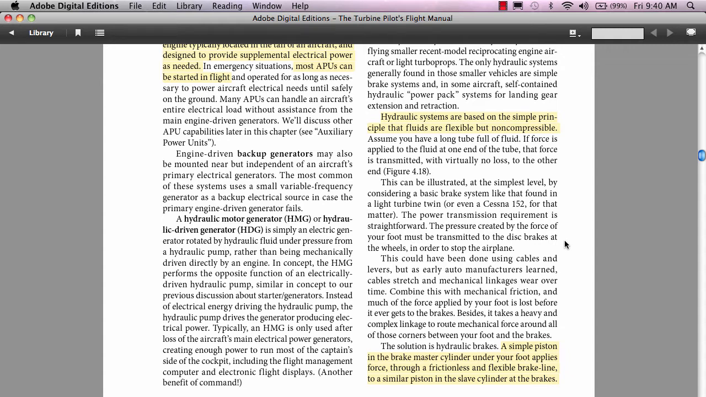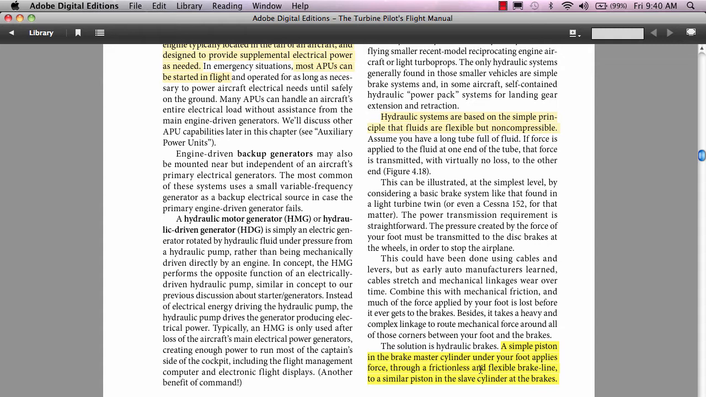The solution is hydraulic brakes. He talks about like in your car, a simple hydraulic application. He talks about a simple piston. The brake master cylinder under your foot applies force through a frictionless or flexible brake line to a similar piston in the slave cylinder at the brakes.